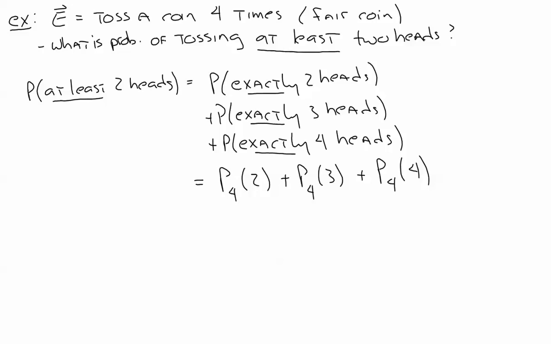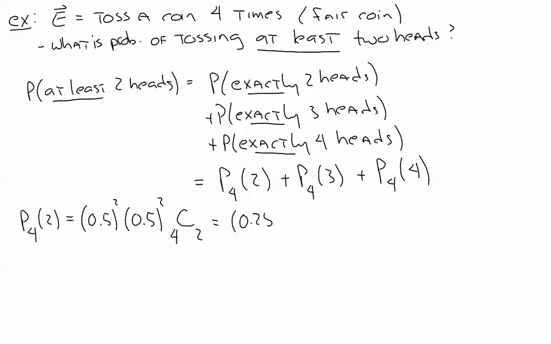All right. Well, easy enough. The probability of tossing it 4 times and getting 2 heads is 0.5 squared times 0.5 squared. It's 50% likely that I'll get heads, and 50% likely that I'll not get heads. And then times the combination of 4 things taken 2 at a time. This turns out to be 0.25 squared times 6, or 0.375.